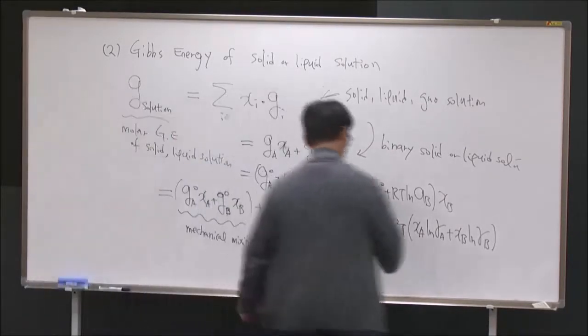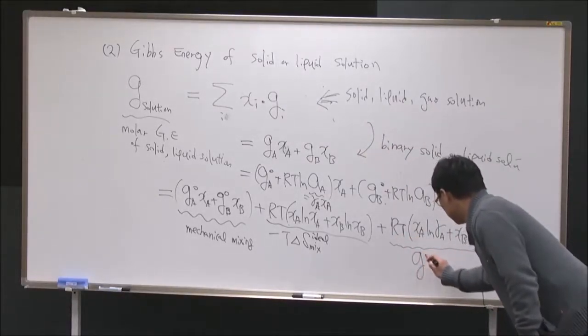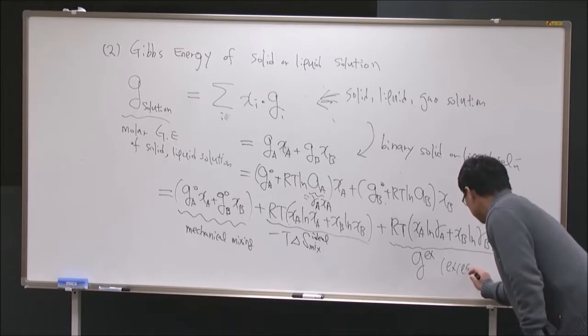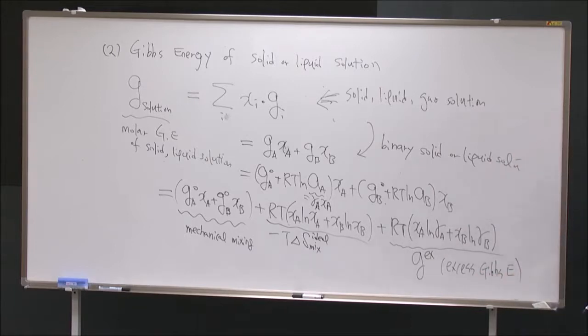And then this one is now something strange here. We call it the G excess term. So this one is the excess Gibbs energy, basically. Okay, so this is the most general expression, and then we can look at a couple of limiting cases, special cases.